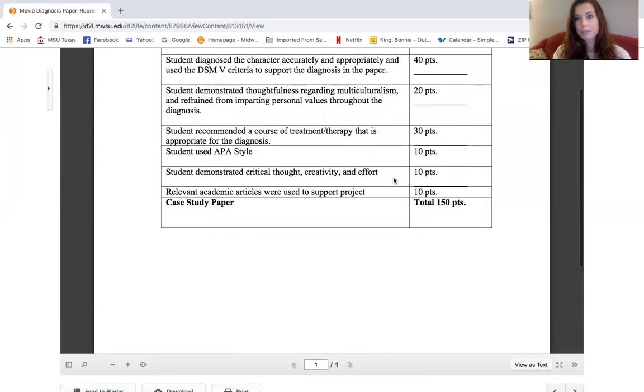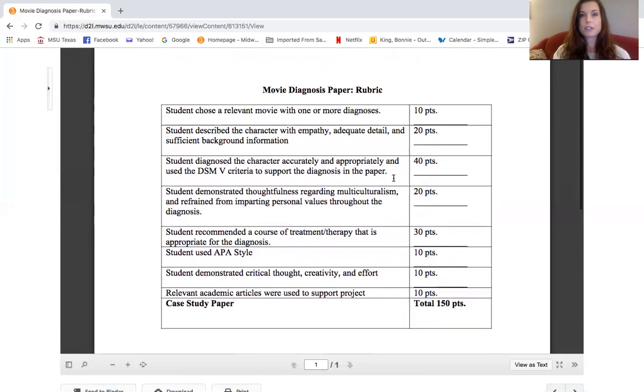This is going to be in paper format, different from the treatment plan that you turned in. This is going to be a very comprehensive analysis of a character.